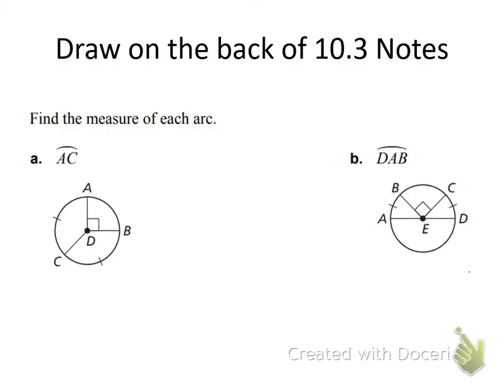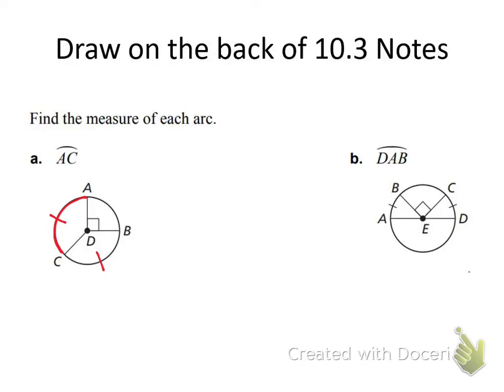Go ahead and draw these on the back of 10.3 notes. Each of these asks us to find the measure of a certain arc. The first one says AC. What do we know already about arc AC? It's minor. Right, correct. What else do we know about this arc? It's congruent to CB. So, here's what we can do.